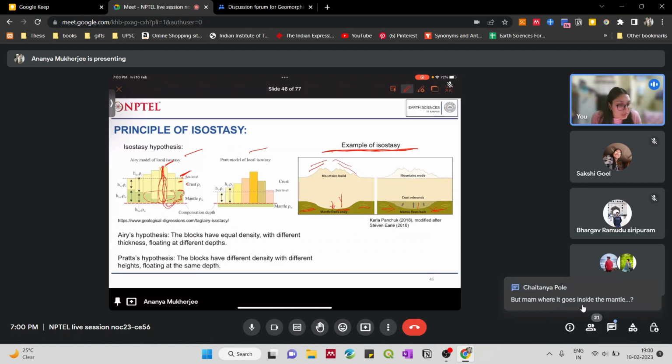But ma'am, where does it go inside the mantle? Yes, those are the plate boundaries that we are going to talk about, where crustal material is going into the mantle. Okay, right now we are only talking about how the continental crust and the oceanic crust are floating on the mantle. Why isn't it sinking right now? Okay, it is at an equilibrium. This is the whole principle of isostasy, which says that all the continental blocks and the oceanic crustal blocks are actually at an equilibrium because of the principle of isostasy. Okay.